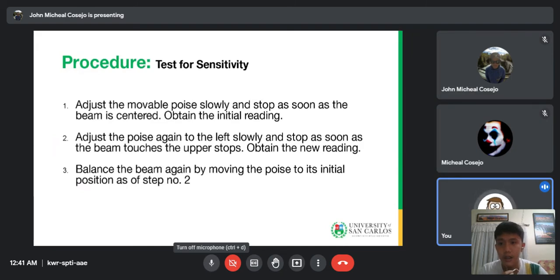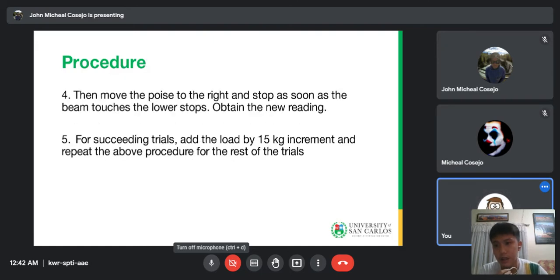And the next test is the sensitivity test, and these are the procedures. First is adjust the movable poise slowly and stop as soon as the beam is centered, then obtain the initial reading. Then second step is adjust the poise again to the left slowly and stop as soon as the beam touches the upper stops, then obtain the new reading. Third is balance the beam again by moving the poise to its initial position as of step number 2. And step number 4, move the poise to the right and stop as soon as the beam touches the lower stops. Obtain the new reading after that. Then fifth procedure is, for the succeeding trials, add the load by 15 kilogram increments and repeat the above procedures for the rest of the trials.